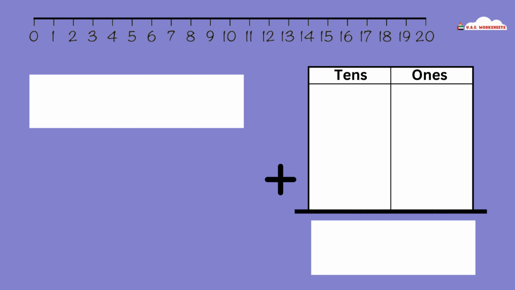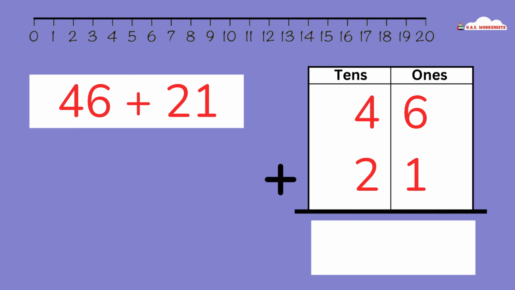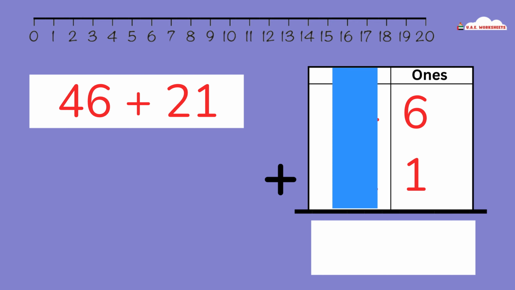Now we have the question 46 plus 21. Let's look only at the ones column first. Cover up the other side and pay attention to only the ones column. In the ones column, we have 6 plus 1. 6 plus 1 equals 7. Let's write our answer, 7, on the bottom of the ones side.